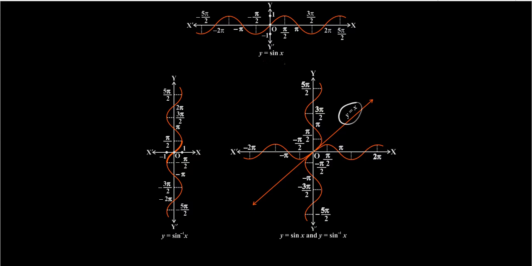So the graph of the sine function becomes the image of the sine inverse function. And if we see the other side of the straight line also, the graph of the sine function becomes the image of the sine inverse function. So the sine inverse is the image of the sine function.